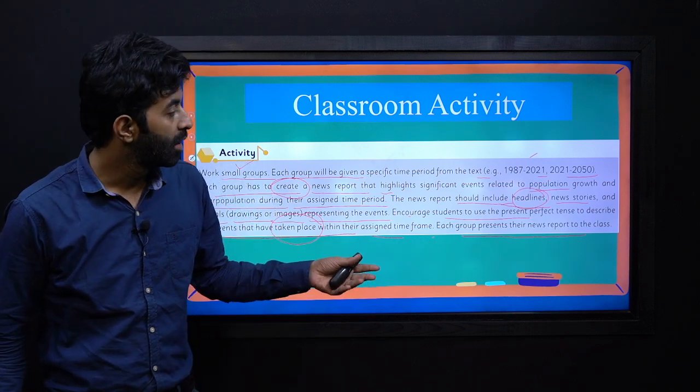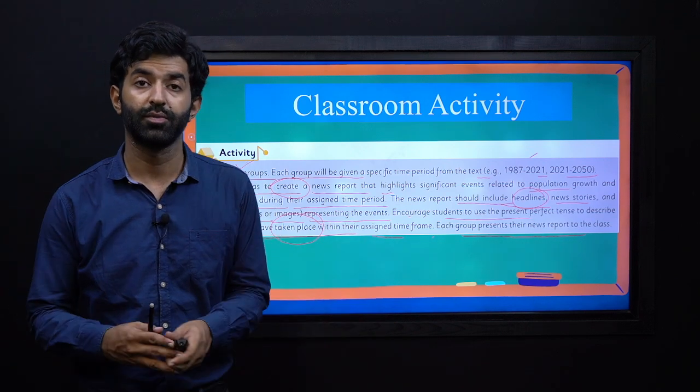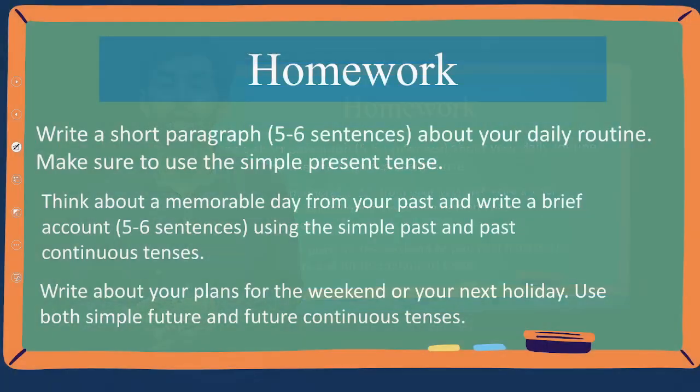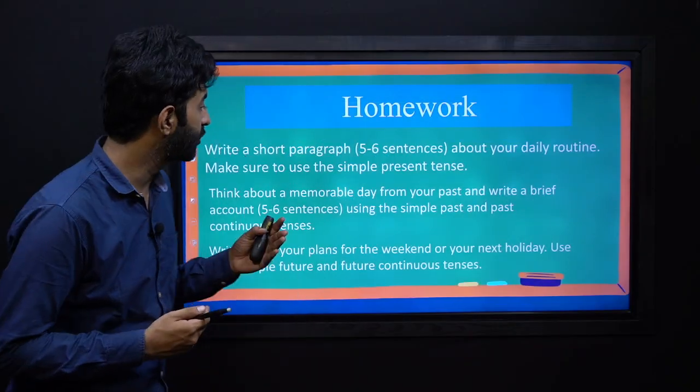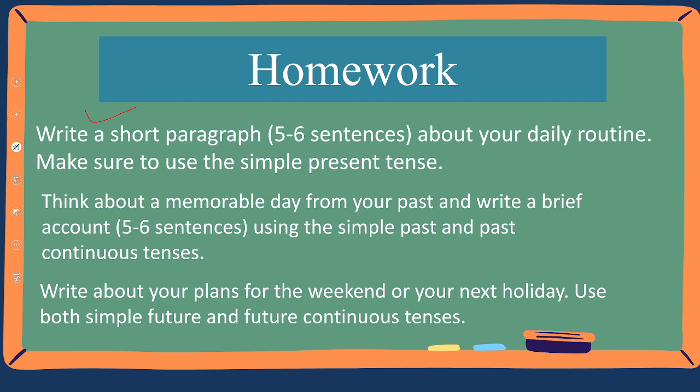So now you're going to do this classroom activity, and for your homework you're going to incorporate all the learned tenses in different activities. For the first one, you have to write a short paragraph of 5 to 6 sentences about your daily routine. And what do we use with daily routine? We use simple present tense. Then you're going to think about a memorable day from your past. We are going to use past tense. Write a brief account of 5 to 6 sentences using the simple past and past continuous tense as well.